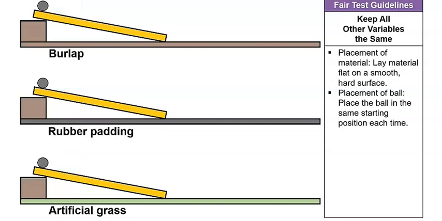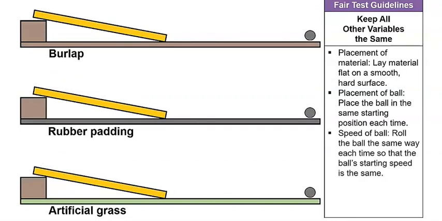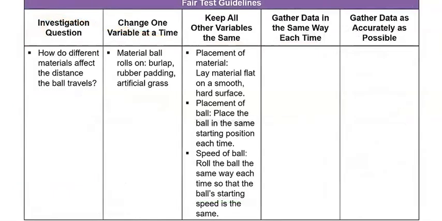Finally, let's think about the speed of the ball. We should roll the ball the same way each time so that the ball's starting speed is the same. Let's add all of this information to our fear test guidelines chart. For a fair test, we also need to make sure that we gather data in the same way each time. How can we make sure we gather data consistently and accurately?